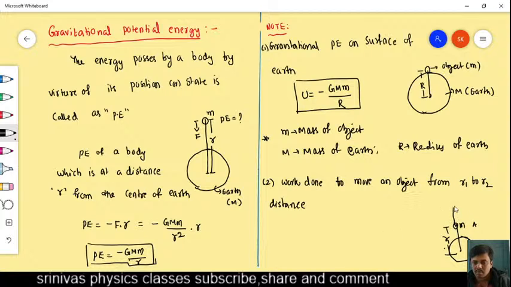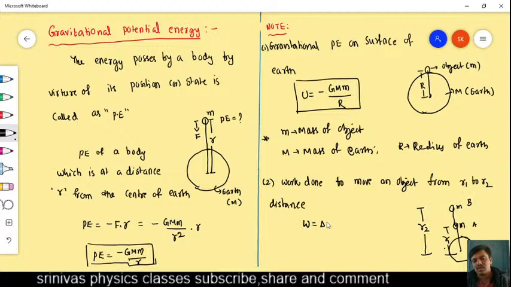I want to move the object from A to B, where the B distance is R2 from the center of Earth. This is Earth. I want to move the object from R1 to R2. For that, how much work do we have to do?